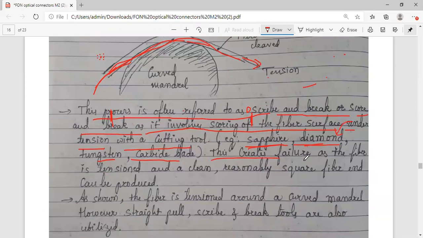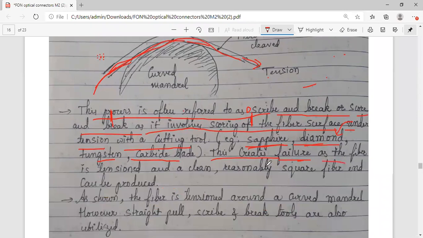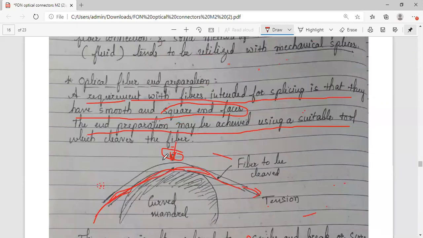This creates the failure, in the sense of breakage, as the fiber is tensioned, and a clean, reasonably square fiber end can be achieved. Square means a regular end, without any irregularities on the surface. So this is one example I have given you. If you want to remove a part, you cleave at a certain point with a clean cut, which will not be irregular but very smooth. This is one example of end preparation.